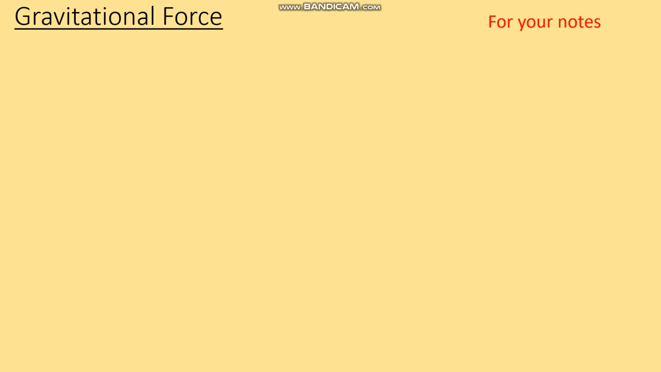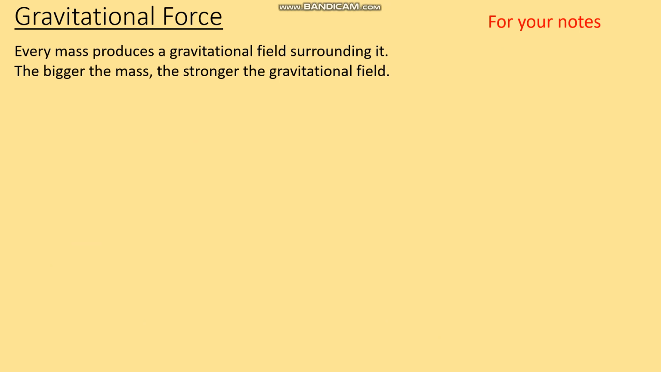This little section does need to go into your notes, so can you put the title Gravitational Force? The first point to be made is that every mass produces a gravitational field surrounding it. The bigger the mass, the stronger the gravitational field. So although we as individuals have a gravitational field associated with us, it is very small because our mass is very small. Whereas we do experience the Earth's gravitational field because the Earth has a relatively large mass.